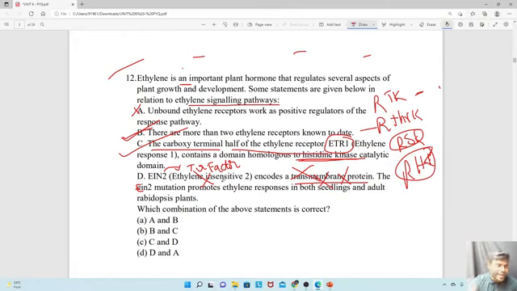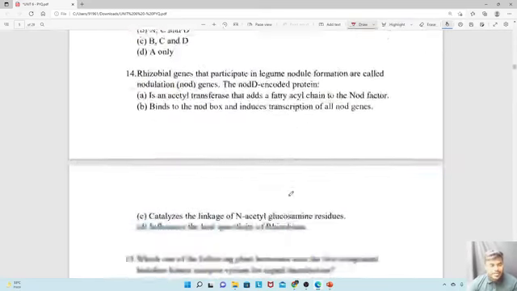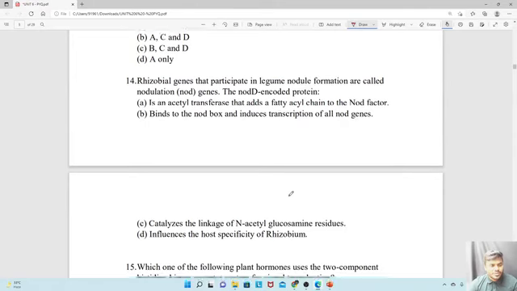It is a transcription factor, it enters inside the nucleus. Option D is wrong. Option B is the correct statement. Option C is also a correct statement. Hence the correct answer will be B. Perfect. Let me know if anyone has any kind of doubts, please ask me.